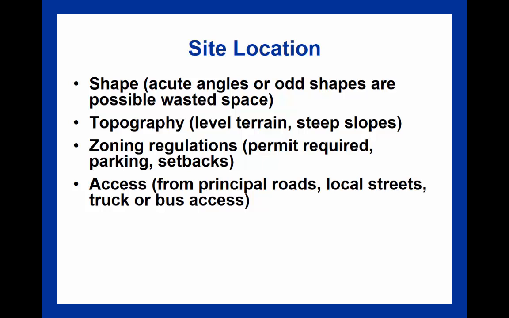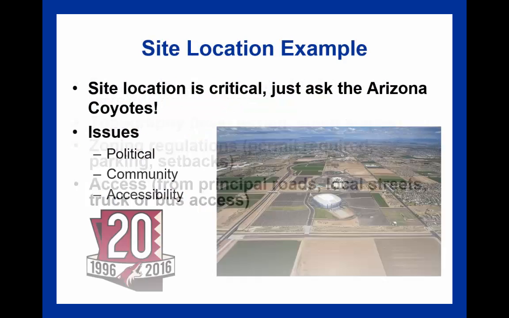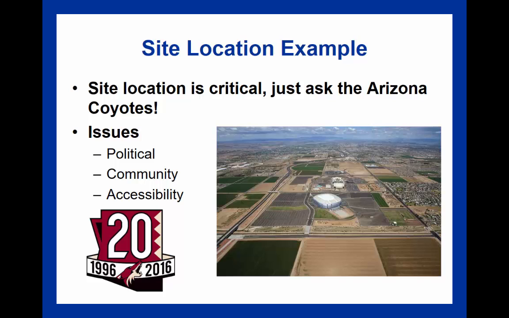And then access is going to be important in terms of are there egress and ingress lanes for incoming and outgoing traffic, local streets, access to things like that. And really, we see this as being important from the Arizona Coyotes as an example. So site location is extremely critical.